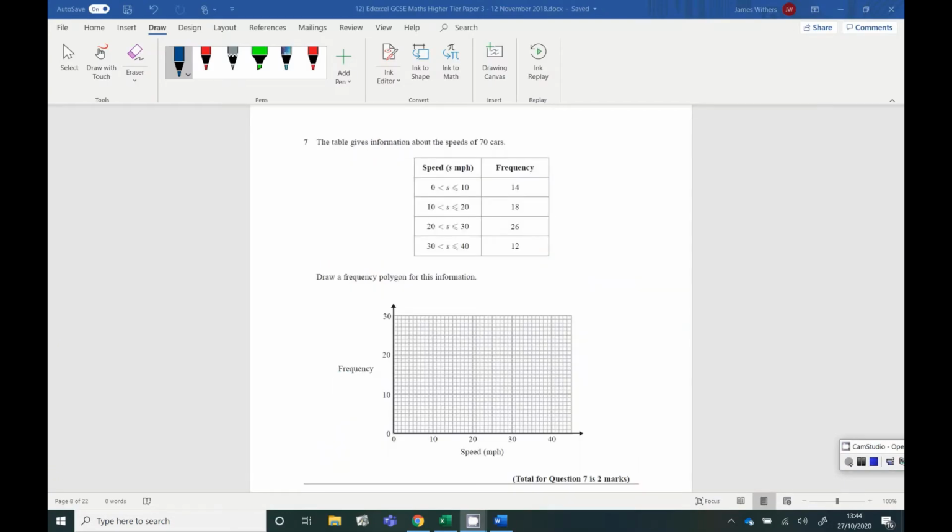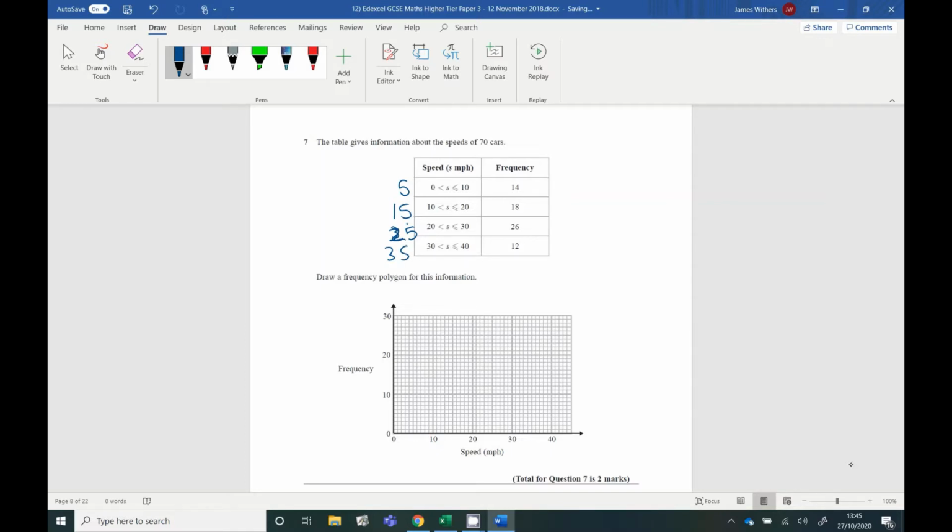Question 7, we're being asked to draw a frequency polygon. Now this is always drawn through the midpoint. So the midpoint of 0 and 10 is 5, 10 and 20 is 15, 20 and 30 is 25, and 30 and 40 is 35. So we plot the midpoint and the frequency.